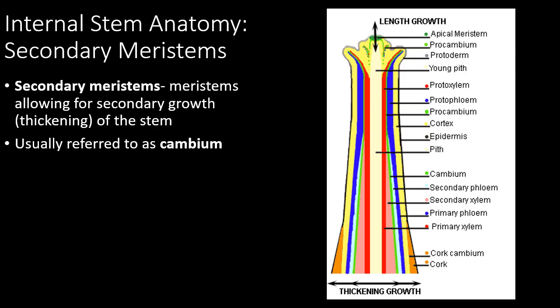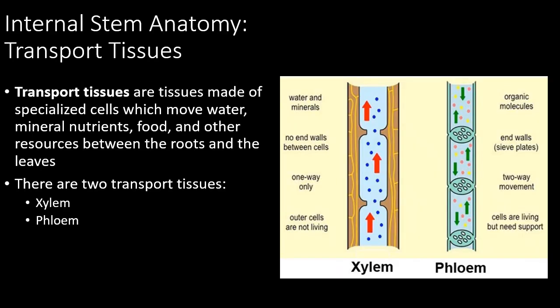Secondary meristems we'll be discussing more in depth in a coming video about woody plant anatomy, but these are meristems that allow for secondary growth or thickening of the stem, and they're often referred to as cambium. We're not going to go into a lot of depth. Most herbaceous plants, meaning plants that do not have woody stems, undergo very limited to no secondary growth, whereas plants which are woody often undergo substantial secondary growth. So we'll be diving into that more in a coming unit.